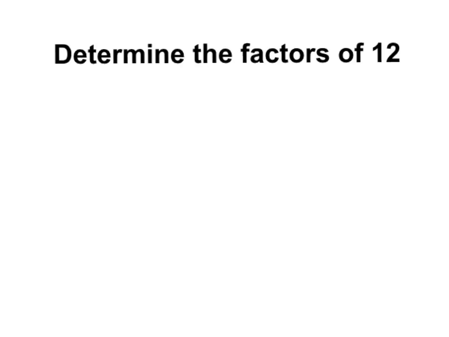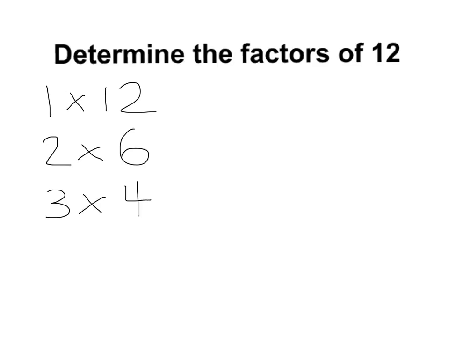We want to determine the factors of 12. When you're trying to find factors of a number, you're thinking, what numbers could multiply together to give me 12? So first of all, we can think 1 times 12, 2 times 6 would equal 12, and 3 times 4 equals 12. There are no other numbers that would multiply to give me 12, so those are all the factors of 12.